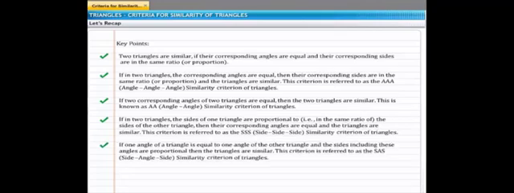If one angle of a triangle is equal to one angle of the other triangle, and the sides including these angles are proportional, then the two triangles are similar. This criterion is referred to as the SAS, or the side-angle-side similarity criterion of triangles. Hope you enjoyed this learning experience.